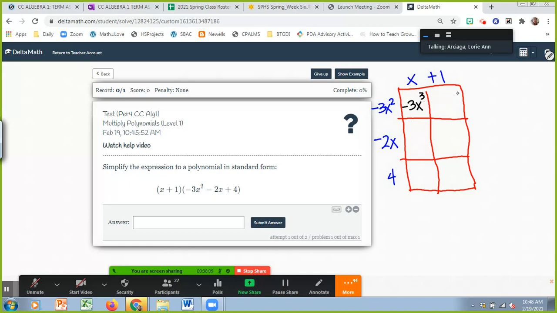Okay, now you can go to the right or you can go down. It's up to you. So let's go this way. Negative 2x times x. So the sign is negative. X times x, that's x to the second power. And then going down further, 4 times x, that's 4x.